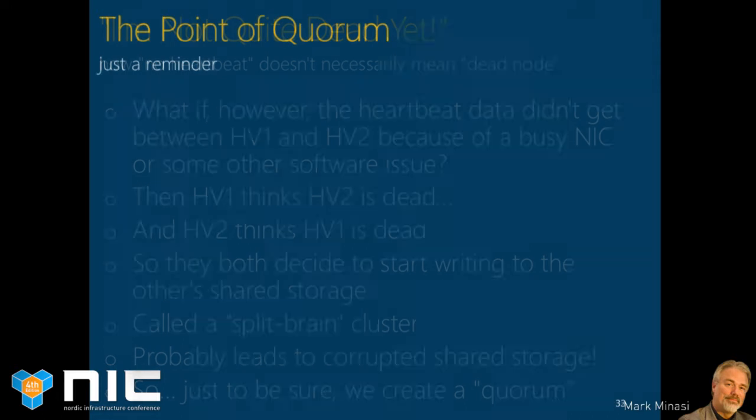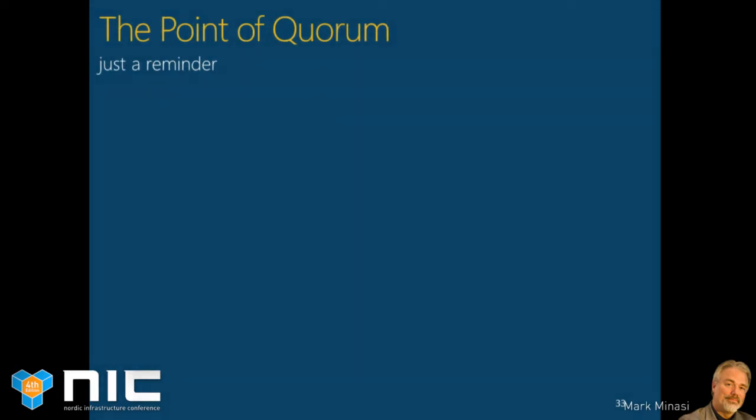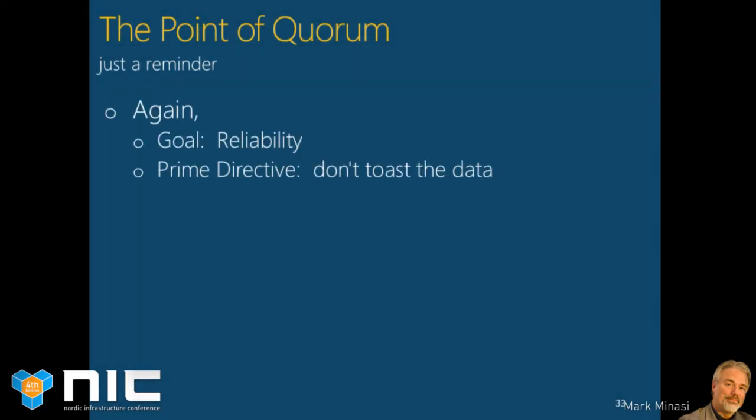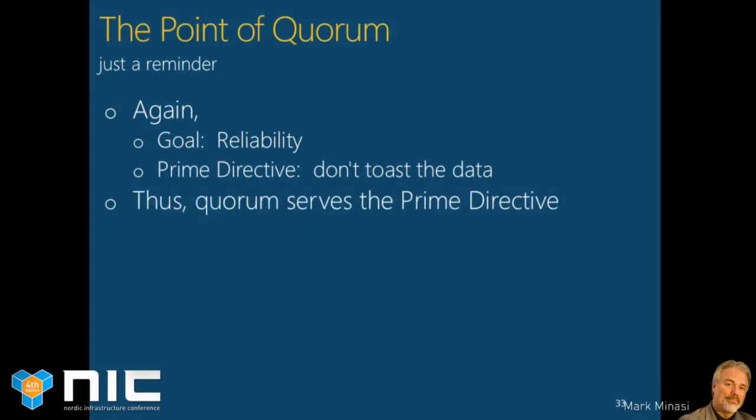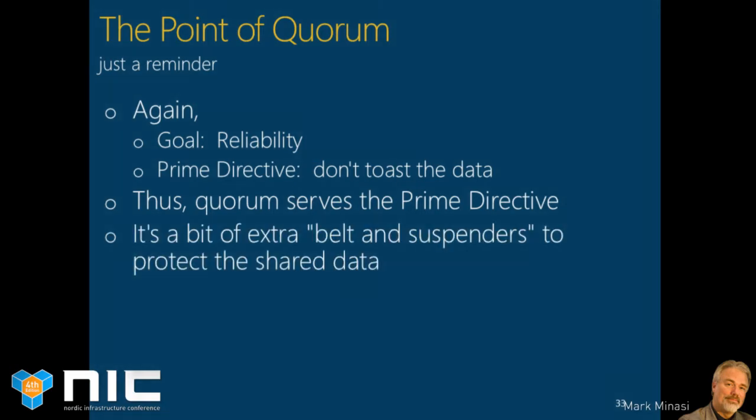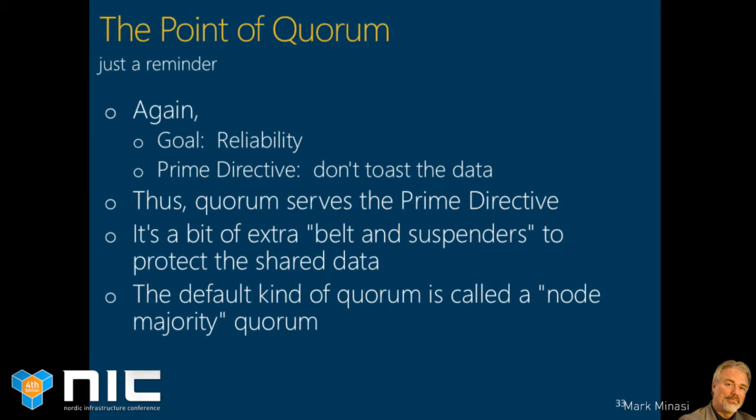Now it's time for the prime directive to kick in. The idea is that our goal is reliability, but the prime directive says don't destroy the data. Quorum serves the prime directive. It's the extra belt and suspenders to make sure that we're not going to clobber data. And here's how it works. There's different ways of doing quorum. Node majority is the default. Let's explain how that works.